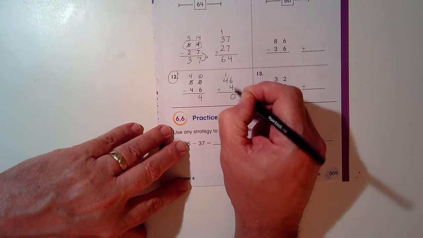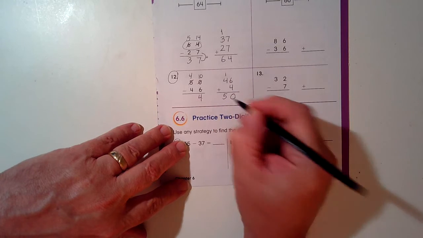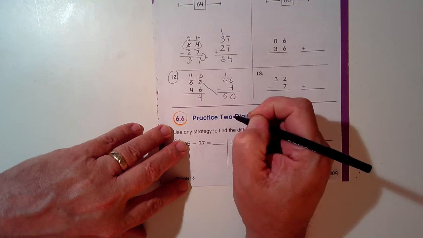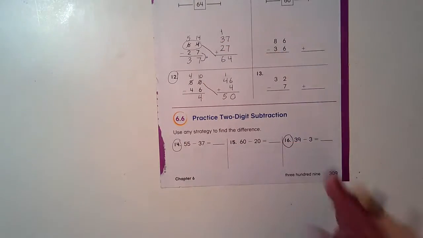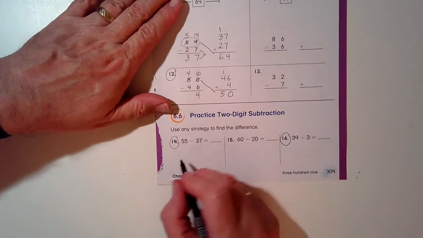Right? The 0 in the 1's column, the 10 comes up here. 1 plus 4 is 5. Is this this? They're the same. That works. 64, 64. All right. And then it says use any strategy to solve these problems.